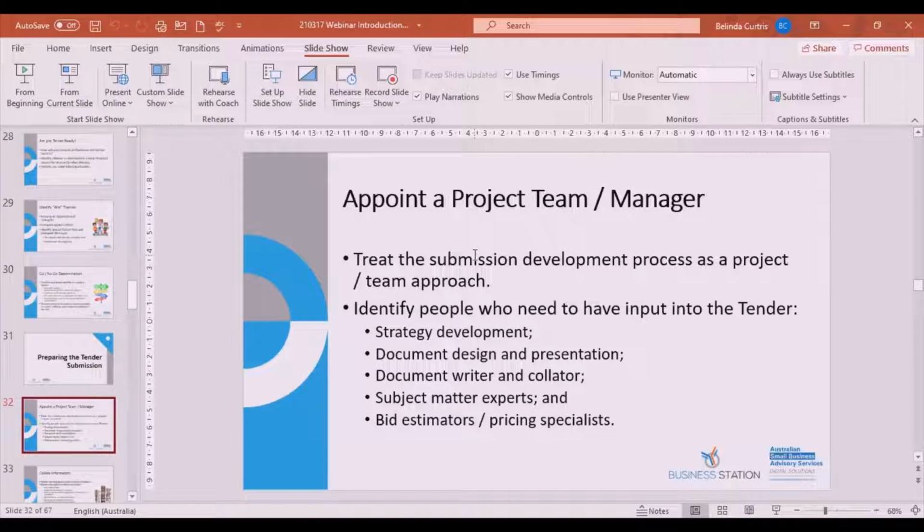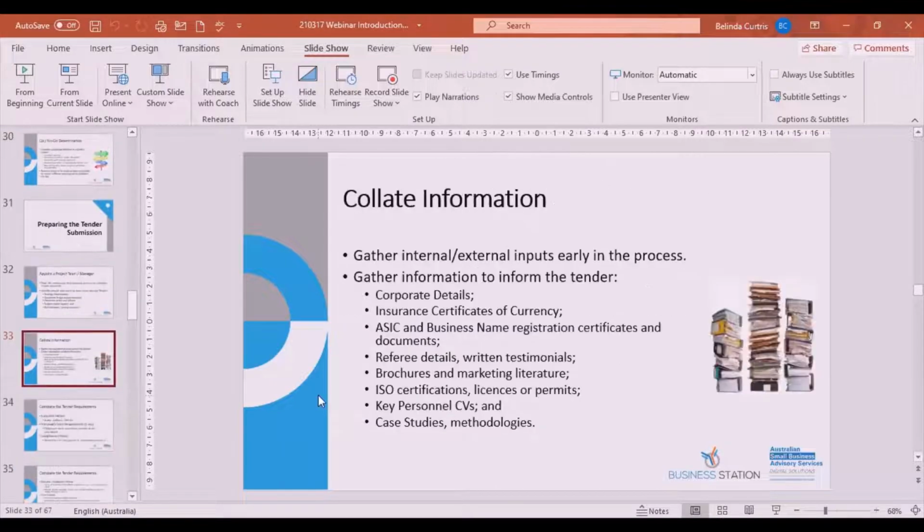So the development of the strategy around the tender, the design and presentation, who's going to write the document and collate all the information. You need to engage with subject matter experts. So there might be some legal issues in there that you might need to speak to someone about. You do your bid estimating and your pricing. So you need to identify these, and importantly, gather your information early in the process.